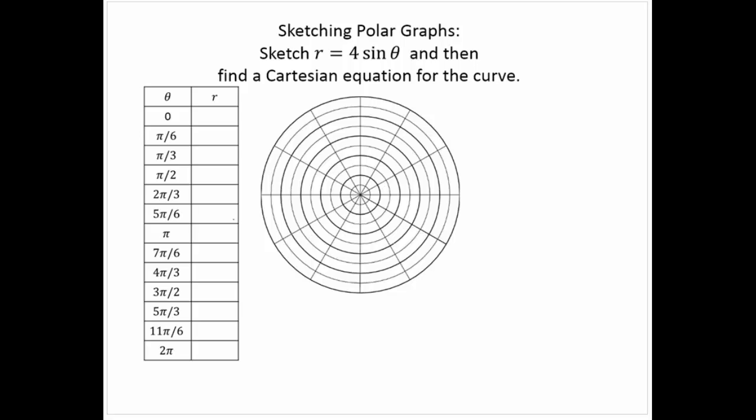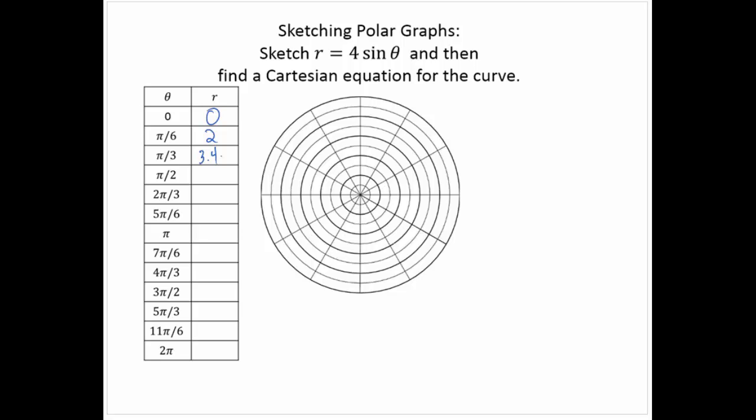So if theta is 0, then the sine of theta is 0, and 4 times 0 is 0. And if theta is pi over 6, the sine of pi over 6 is a half, and so then r would be 4 times a half, which is 2. If theta is pi over 3, the sine of pi over 3 is root 3 over 2, which is about 0.85, and 0.85 times 4 is about 3.4.